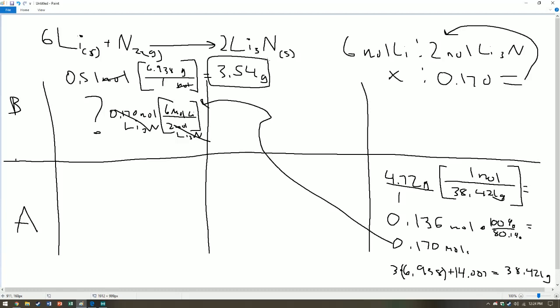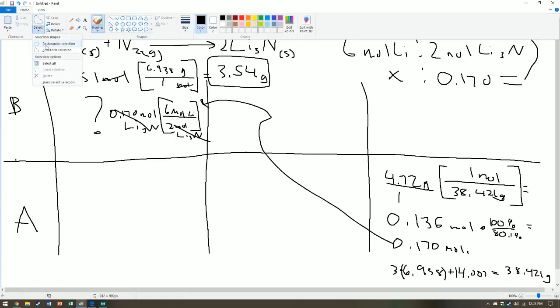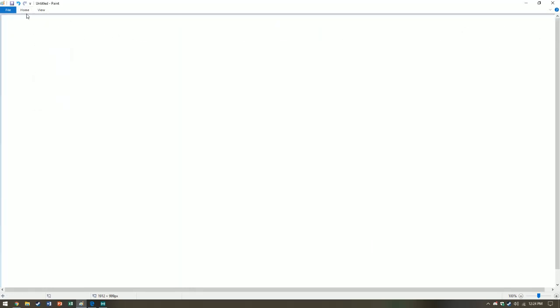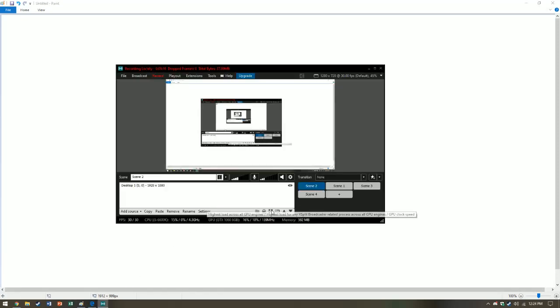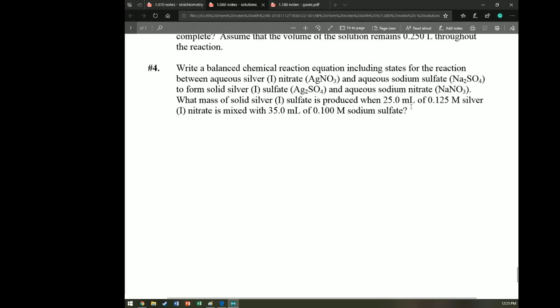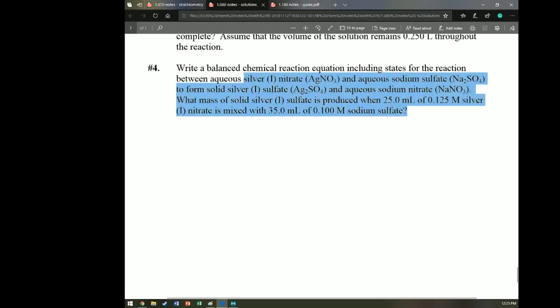We're going to move on to the next question, but first let me erase my screen, select all, delete. So that's our answer. All right, so here's our second question, and this one involves solutions rather than solids.